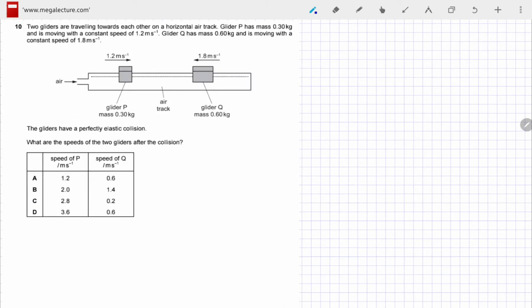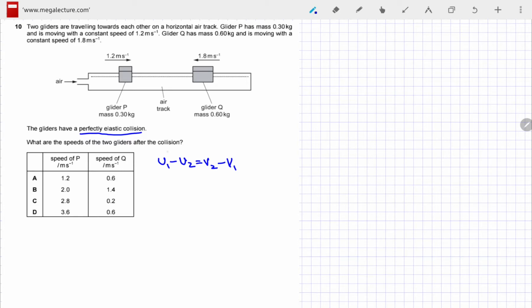So in question number 10, we have two gliders that are moving towards each other. Each glider has different mass and different velocities. We are asked to tell about the speeds of the two gliders after the collision, and we know that the collision is perfectly elastic. For a perfectly elastic collision, we know that momentum and kinetic energy are both conserved. So let's use the expression where the relative speed of approach is equal to the relative speed of separation. That equation is u1 minus u2 is equal to v2 minus v1.